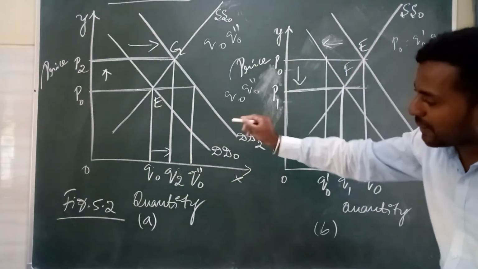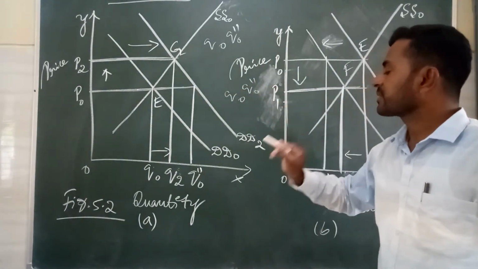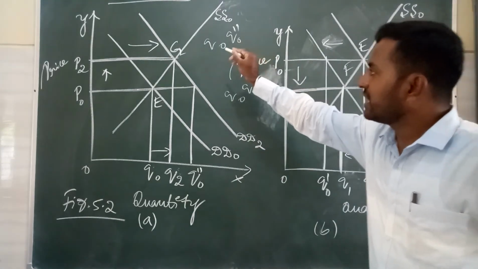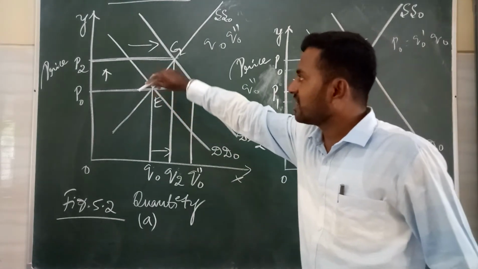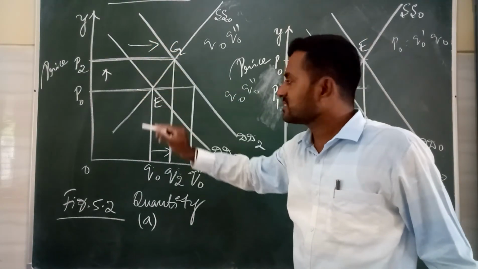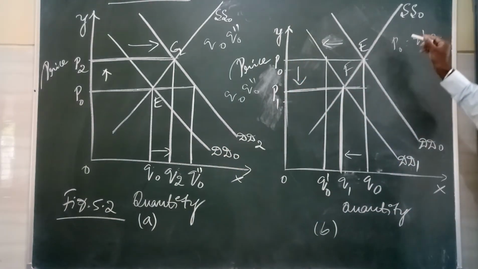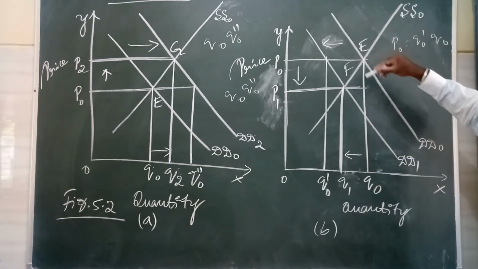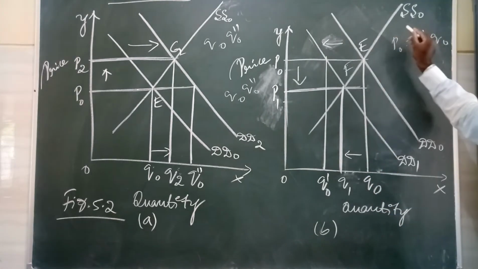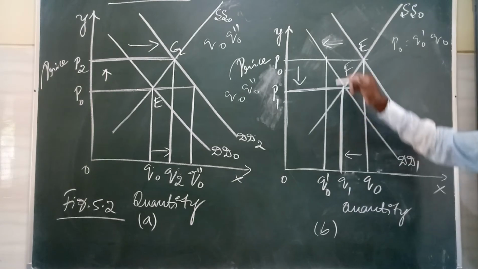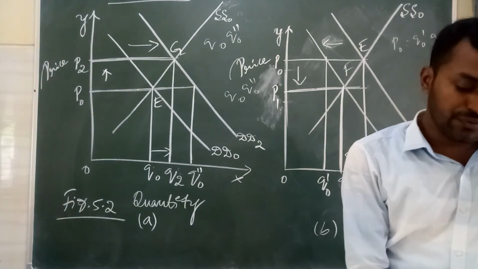See, there are two panels, panel A and panel B. In panel A, the demand curve shifts rightward, only demand is changing, and supply is constant at SS0. See here, in panel A, the price increases and the quantity also increases. In panel B, the demand curve shifts leftwards and the supply curve is constant. See, the price decreases and the quantity also decreases. That is the shift in demand.